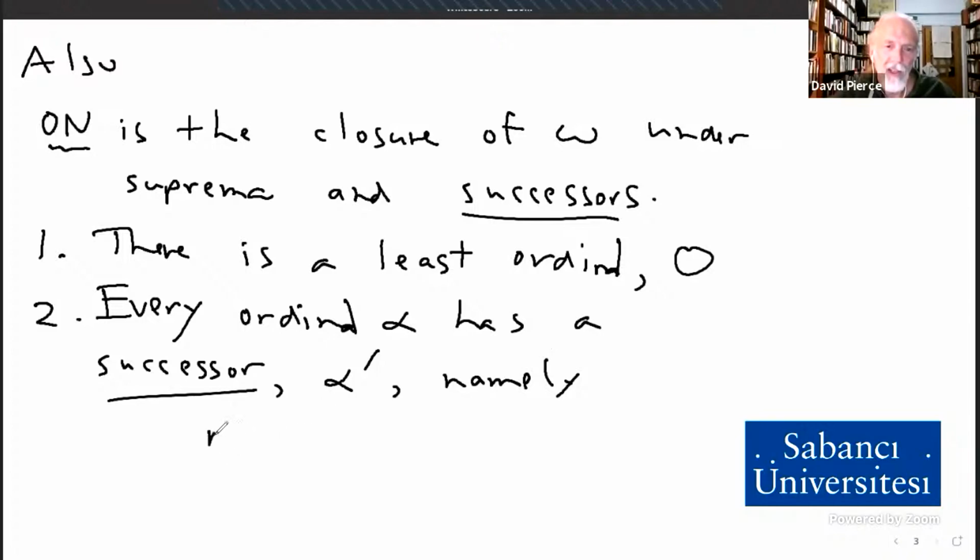Namely, this is the minimum element, the least element of the set of xi. This is like the Greek x. This will always stand for an ordinal. The set of xi that are greater than alpha. So there are ordinals greater than alpha, and the least of those is the successor.